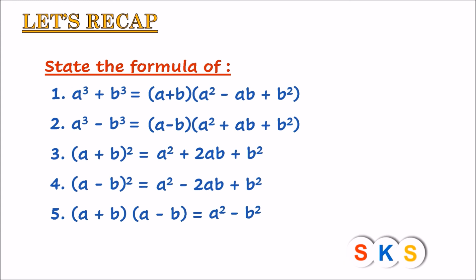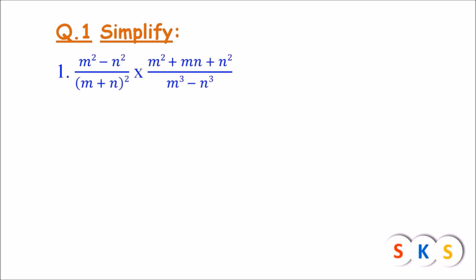Okay, let's start now practice set 6.4. Simplify, and here we have the first question: m square minus n square upon m plus n the whole square, into m square plus mn plus n square, whole upon m cube minus n cube. So here we are going to factorize m square minus n square using the formula of a square minus b square, that is a minus b into a plus b.